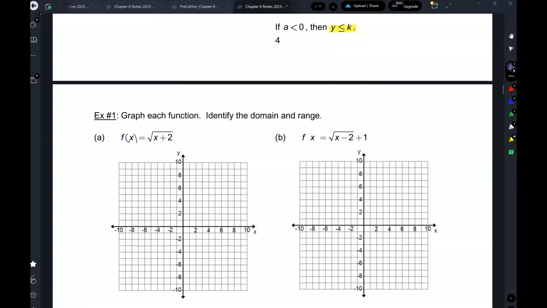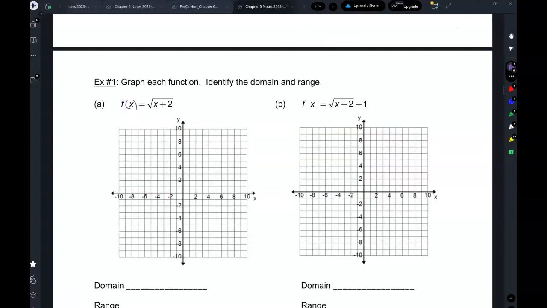So for this, what transformation is there? Where is the graph moving if you have the square root of x plus 2? To the left 2. That means my initial endpoint is at negative 2 comma 0, right? Is it moving up or down at all? No. So it's at negative 2 comma 0, okay? Now, I'm going to plug in some points. x equals negative 2 is where the endpoint is. I plug in points after that.